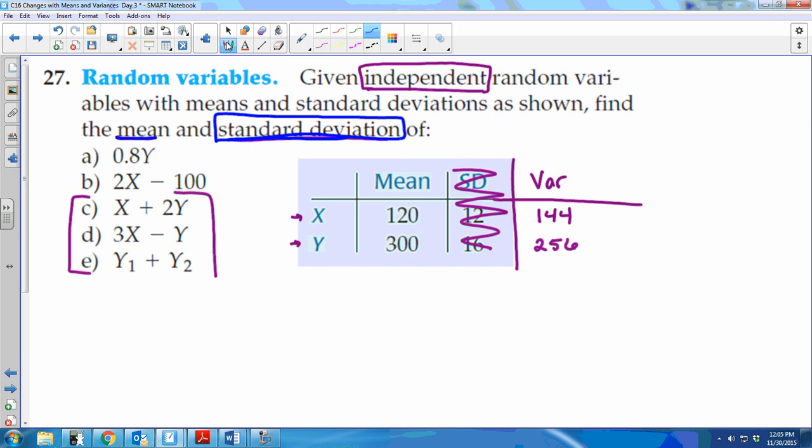Now, on E it says y1 plus y2. That just means maybe you have one carnival game and you play it one day, and then you go back and play it the next day. So it's the same thing. You're just doing it in 2 different instances. Okay? So still the same rules apply, but it's just telling you what y1, y2 is. So the expected value of y1 plus y2 is going to be what?